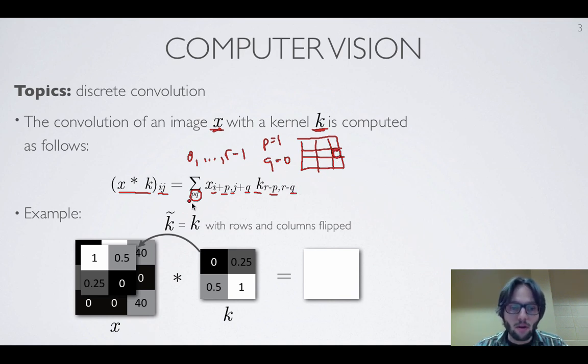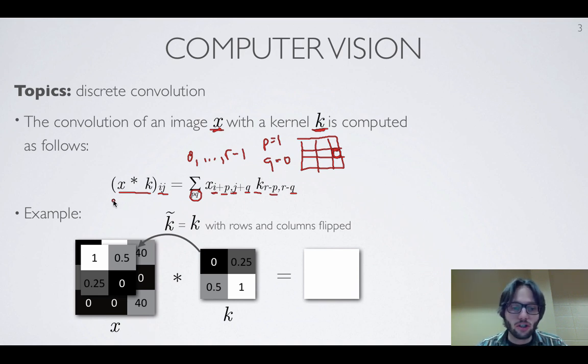So in this sum, we're going over all possible offsets, where P would be from 0 to 2 for R equals 3, and Q would be 0, 1, or 2, and we take all combinations. In each case, we multiply the element at offset P and Q at position I and J in the image by the corresponding element in the kernel matrix. So that's the mathematical definition.